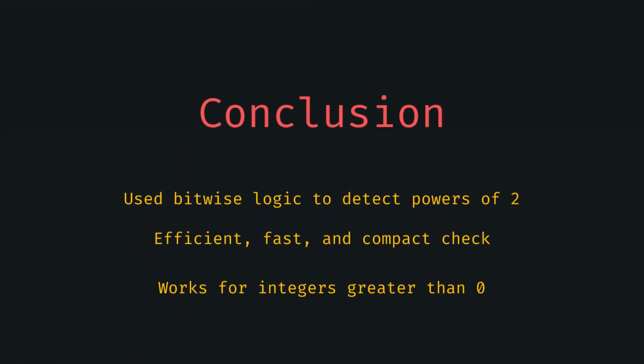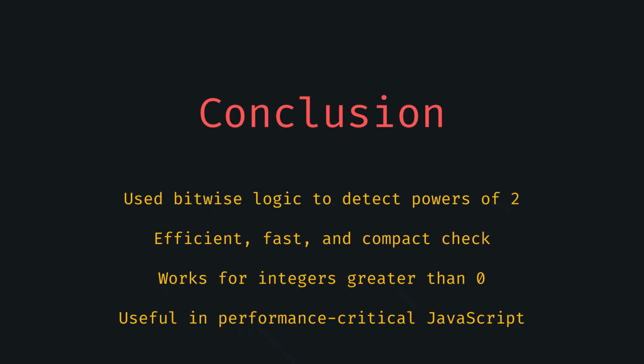And that's how you check for powers of 2 using JavaScript. We leaned on a neat bitwise trick that's both elegant and efficient. This method is perfect for performance-heavy code where every microsecond counts. Stick around for more clean coding tips.